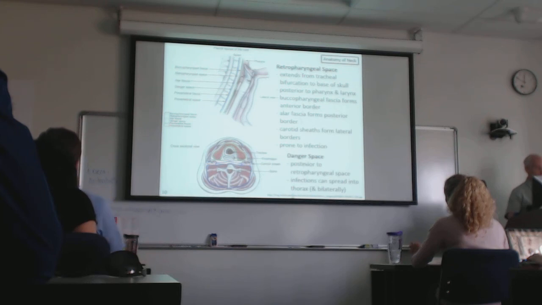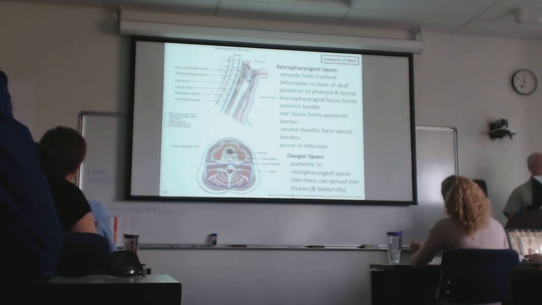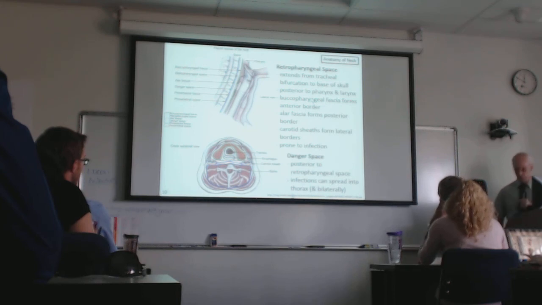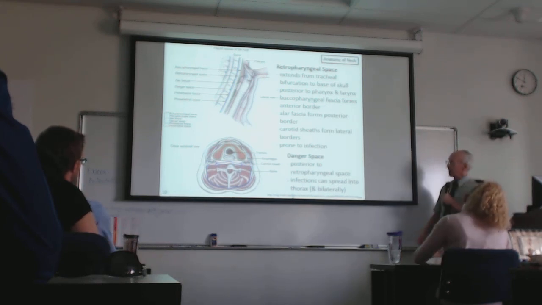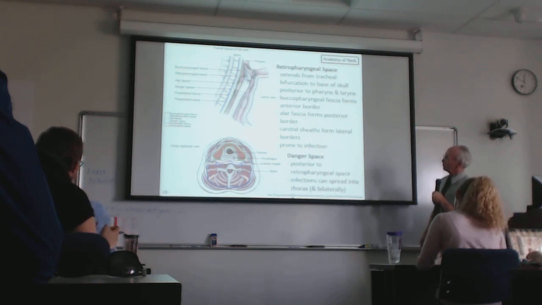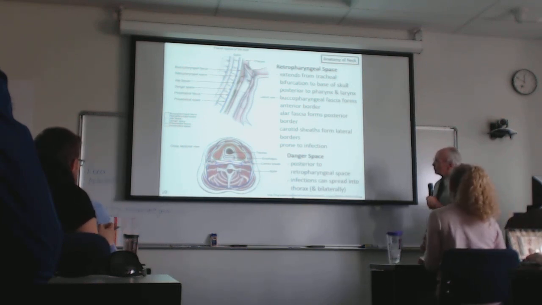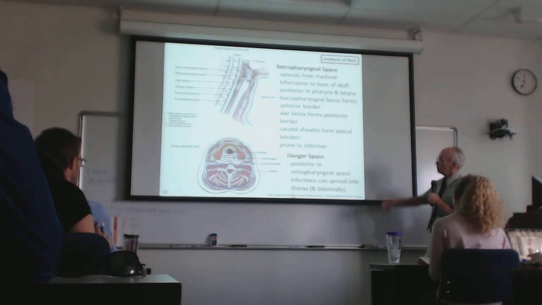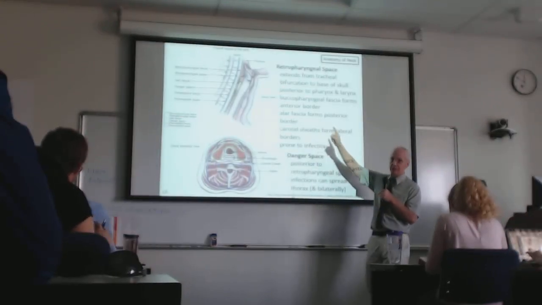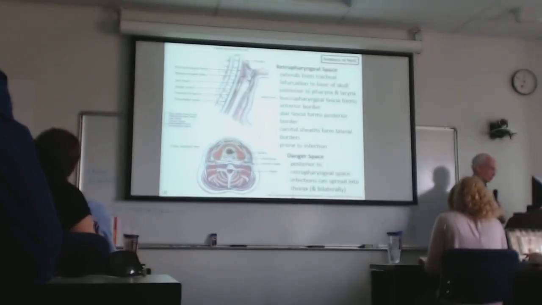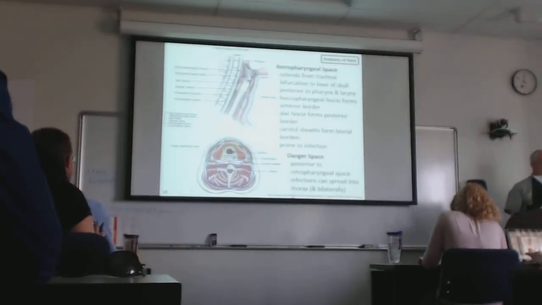Now, both the retropharyngeal space and the danger space are membranous systems that extend from the thoracic cavity up to the head, and they acquire their reputations from the fact that infections, viruses, bacterial infections, and any number of fungal infections can pass between those two compartments by means of the spaces in the neck here. So that's why it's called the danger space.